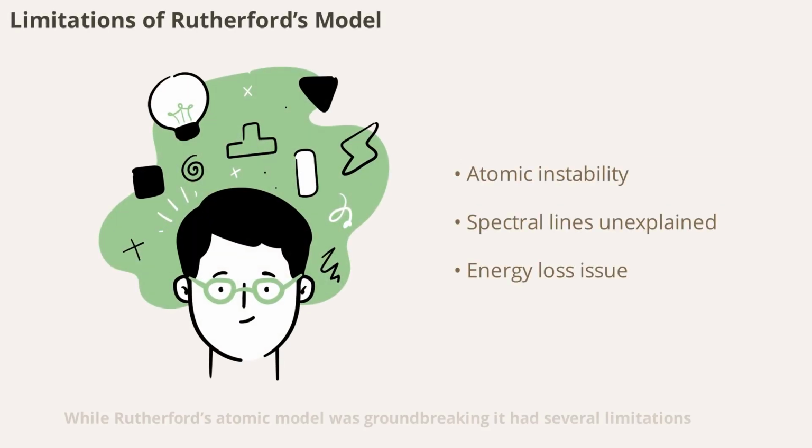While Rutherford's atomic model was groundbreaking, it had several limitations. According to classical physics, electrons moving in orbit should emit energy and spiral into the nucleus, causing the atom to collapse. But atoms are stable in reality. Also, Rutherford's model couldn't explain the discrete lines observed in atomic spectra. These shortcomings highlighted the need for a new theory that could account for atomic stability and the unique patterns of light emitted by atoms. This set the stage for the next major development in atomic theory.